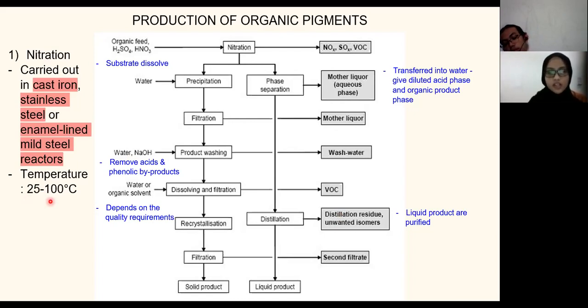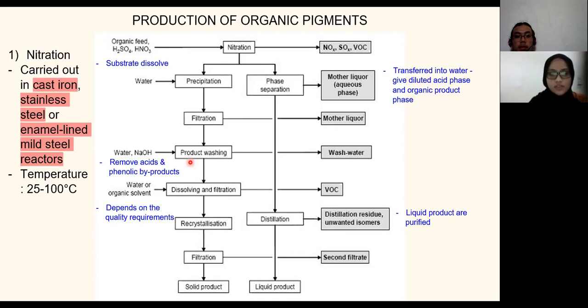The nitration starts with the substrate dissolved in hydrogen sulfate, and then mixed acid is subsequently added. Upon completion of the reaction, it is transferred into water to form two phases, which are a diluted acid phase and an organic product phase. And then liquid products are purified by distillation, and the remaining acid phase can be extracted with the feed material in order to recover organic compound.